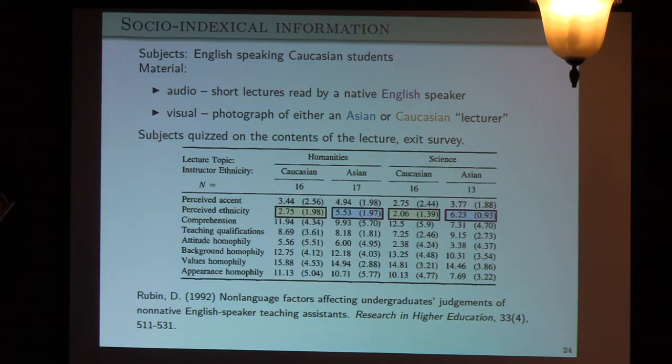Then he was like, how was their accent? Remember, these were all the same exact audio read by a native speaker of English. So he was like, how'd they sound? Did you understand them? Guess what? No. The Asian face condition was rated as having a higher accent than the Caucasian face condition. Right? Same voice, different face. And then, when he tested them on their understanding of the material, when the speaker was Asian, or when the speaker was thought to be Asian, they did worse.